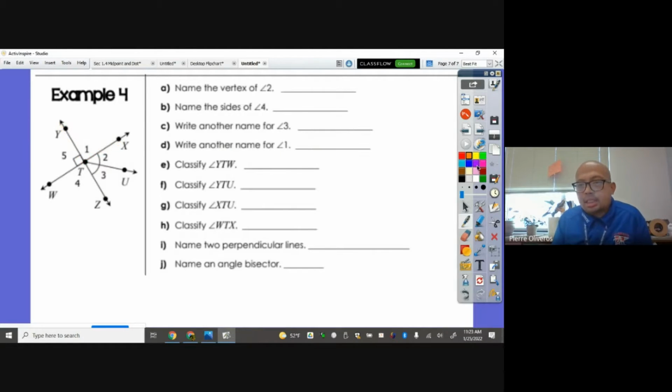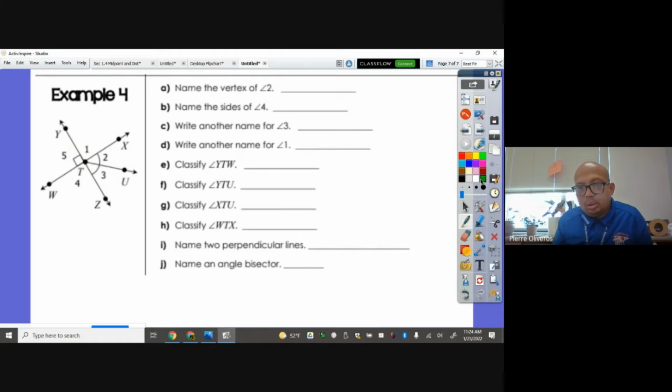Okay, classify YTW. YTW, this purple one. That's a box, that means it's a 90 degree angle, so it's a right angle. YTU is obviously an obtuse angle. It's more than 90 degrees. XTU is an acute angle.